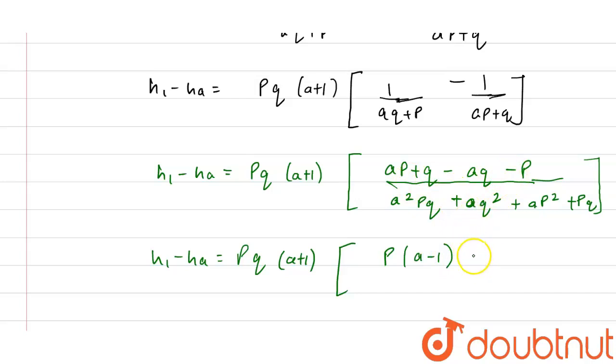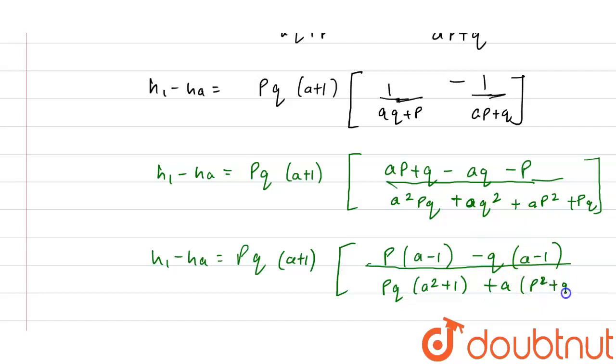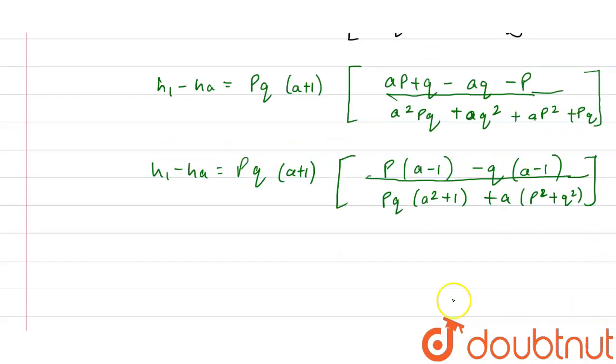And plus, if we take minus q common, we get again a minus 1. And in the denominator, if we take pq common, we get a square plus 1, and if we take plus a common, this will be equal to p square plus q square.